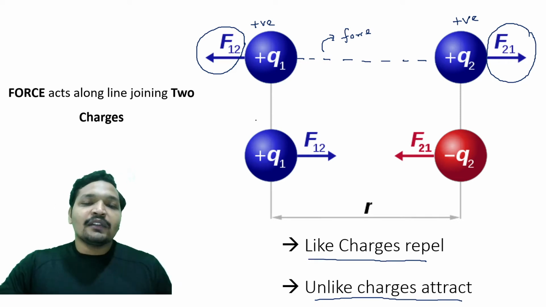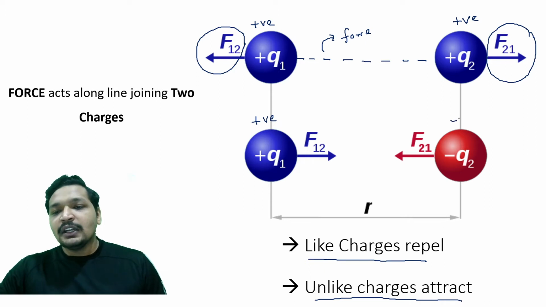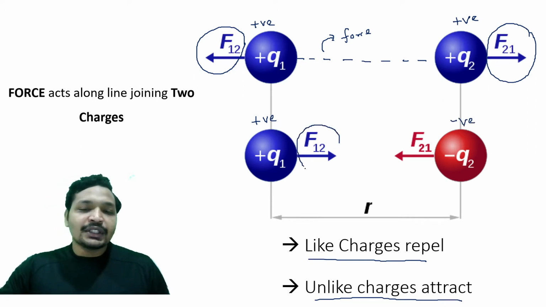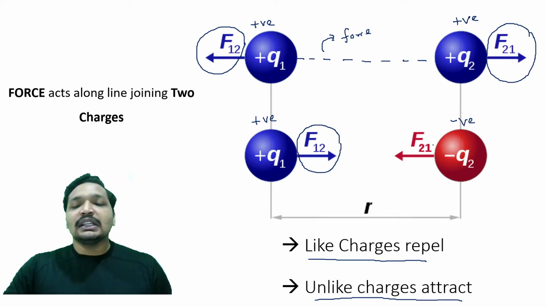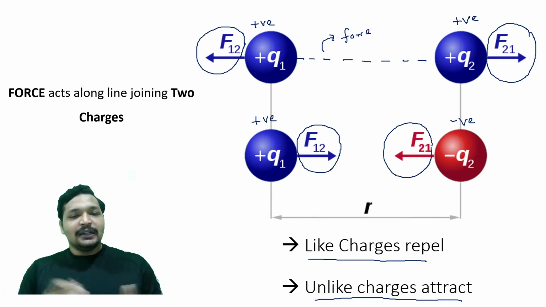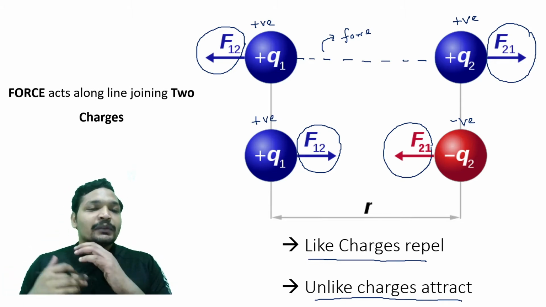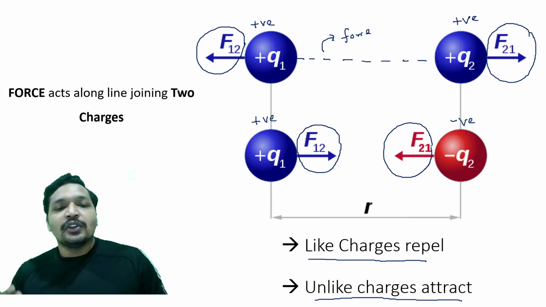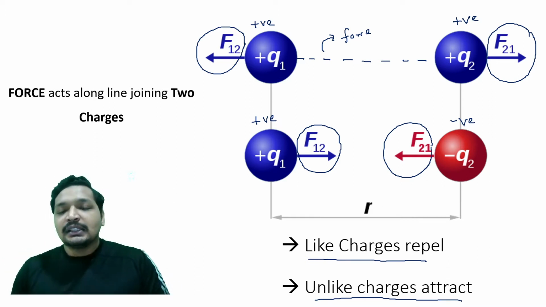Exactly. Here we can see there is a positive charge and a negative charge, and the forces are directed towards each other. That means they are trying to attract each other. This is one of the most important postulates of Coulomb's law, and you should understand this really well.